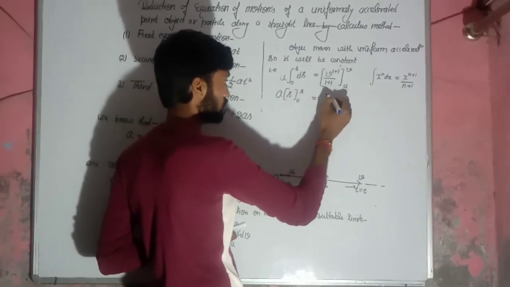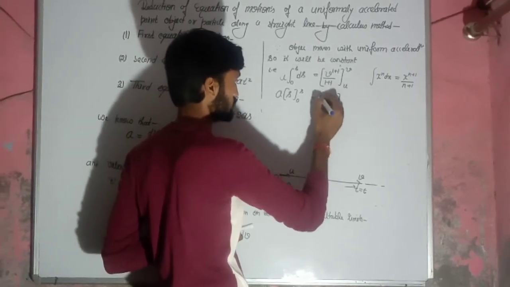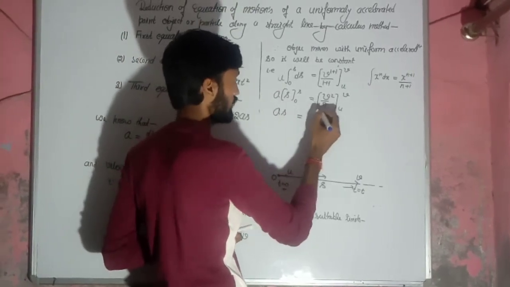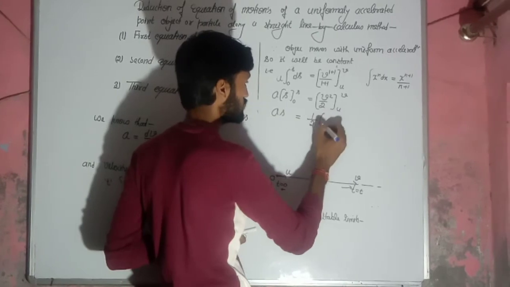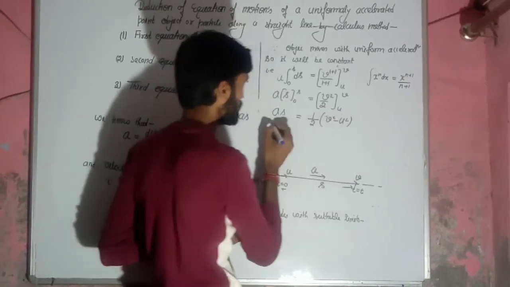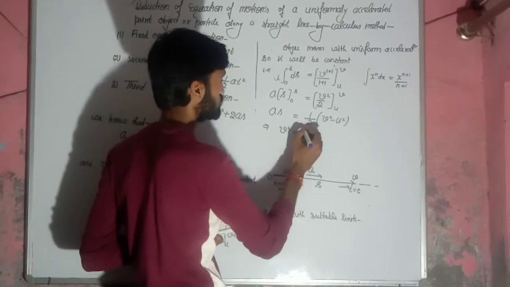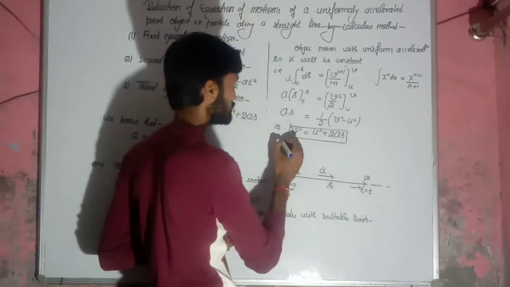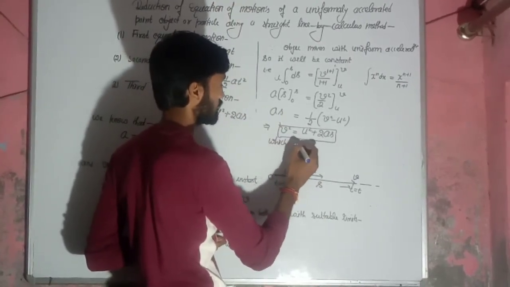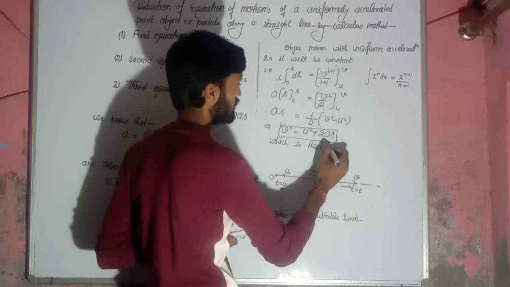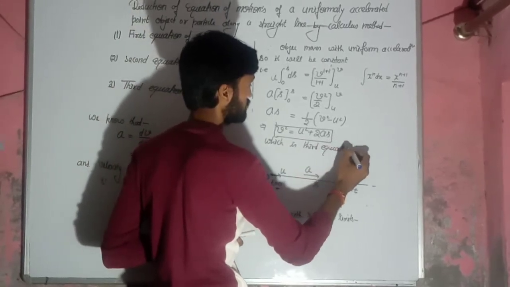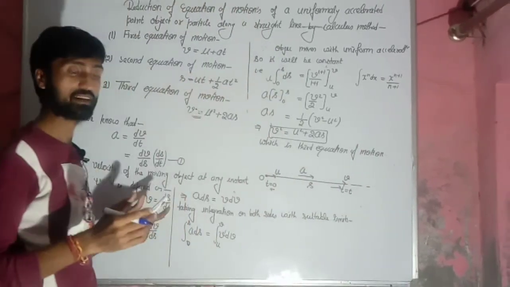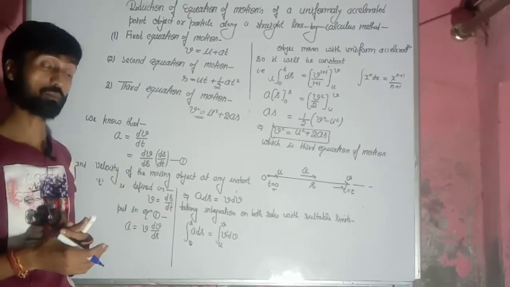This will be equal to v square by 2, and the limit varies from u to v. Then we get as equals to, and 2 comes out of the bracket, this will be v square minus u square, which implies that v square equals u square plus 2as, which is the third equation of motion of a uniformly accelerated object along a straight line for a point object.